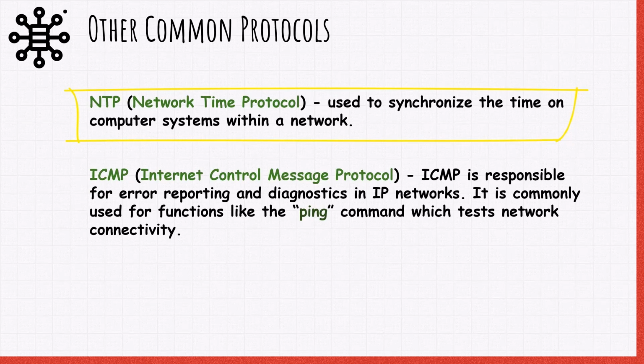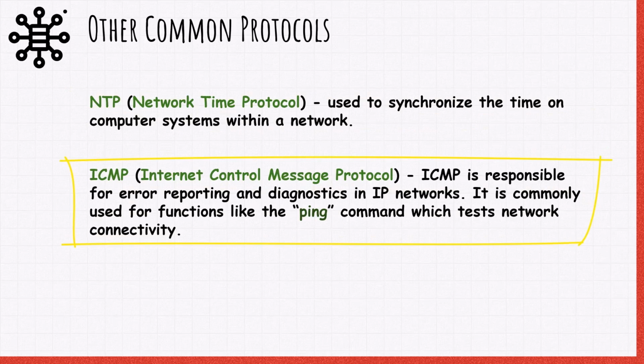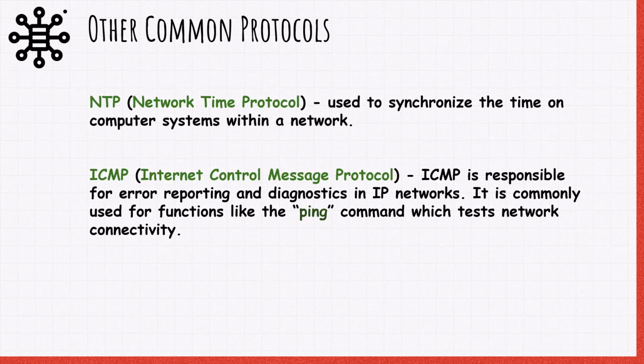the time on computer systems within a network. Accurate time synchronization is crucial for various network functions and security measures. ICMP, or Internet Control Message Protocol, is responsible for error reporting and diagnostics in IP networks. It is commonly used with a tool that we already talked about, which is the ping command, which tests network connectivity.